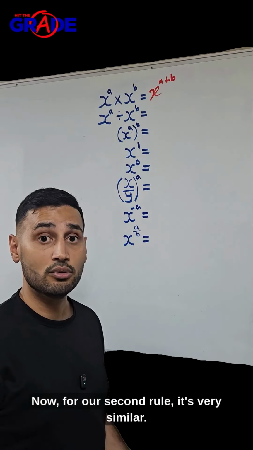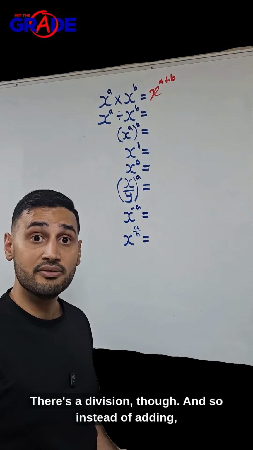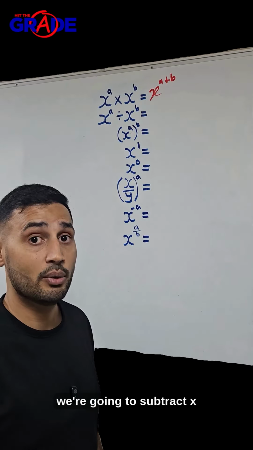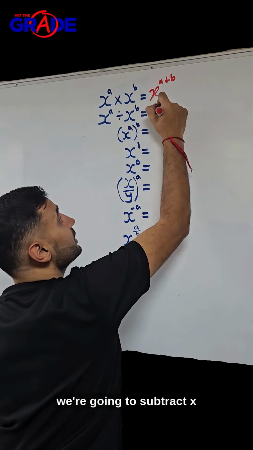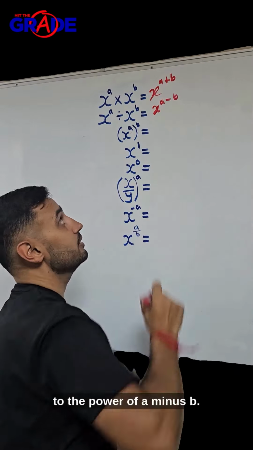Now for our second rule, it's very similar. There's a division though, and so instead of adding, we're going to subtract. X to the power of a minus b.